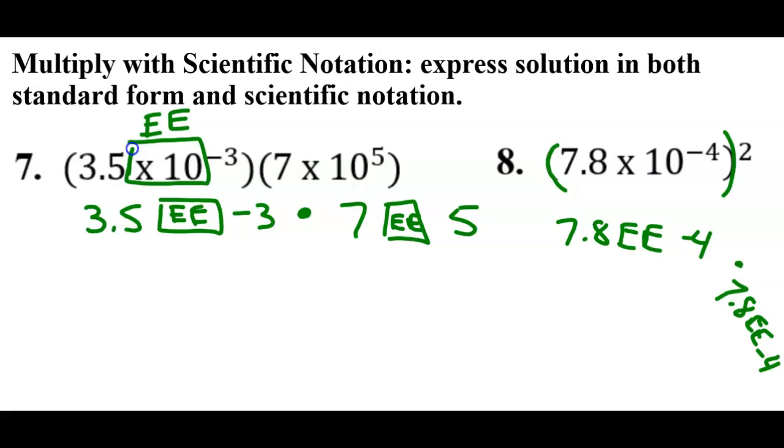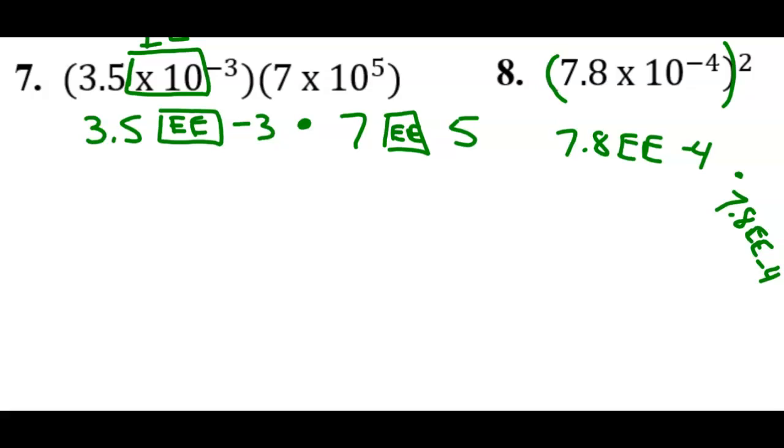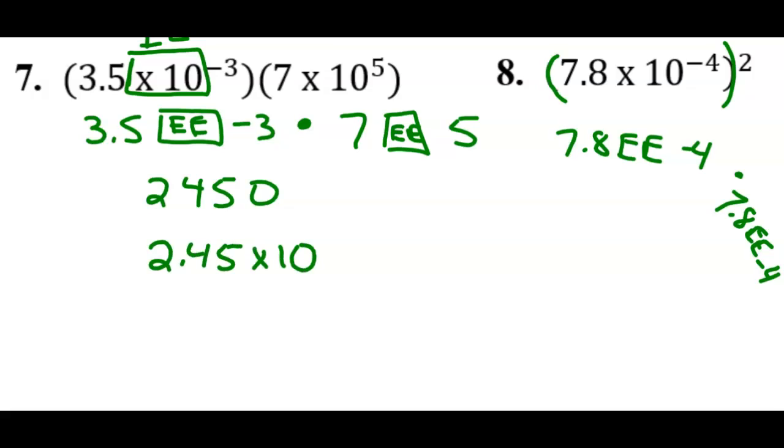What's your answer to 7? Did you get an answer for 7 when you entered this? Okay, 2,450. Now, the directions say write it in scientific notation. So now I have to put that into scientific notation. 2.45 times what? 10 to the what power? 3.